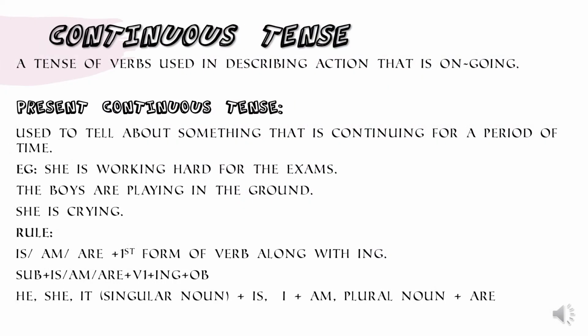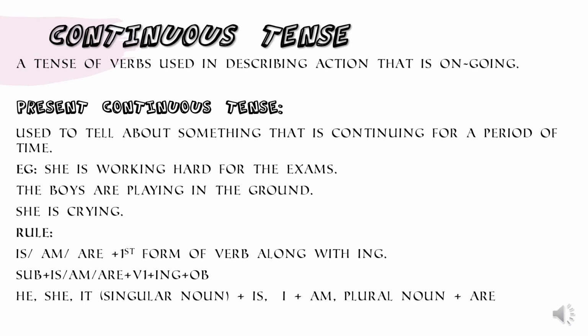Start the second subtense, continuous tense. What is continuous tense? A tense of verb used to describe action that is ongoing. So in this subtense, the first one is the present continuous tense. Present continuous tense is used to tell about something that is continuing for a period of time.